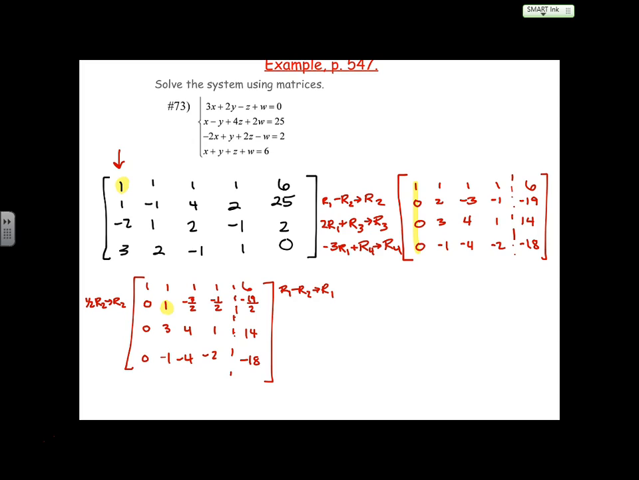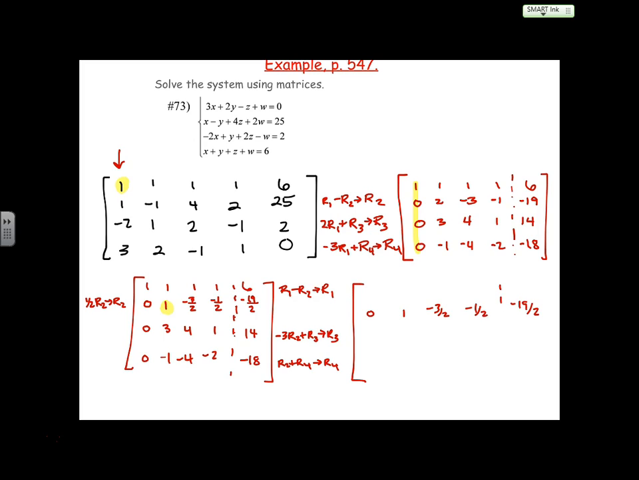Row 3, can I do negative 3 row 2 plus row 3 into row 3? Row 4, can I do row 2 plus row 4 into row 4? Got it. Whew. Row 2 stays the same: 0, 1, negative 3 halves, negative 1 half, negative 19 halves.